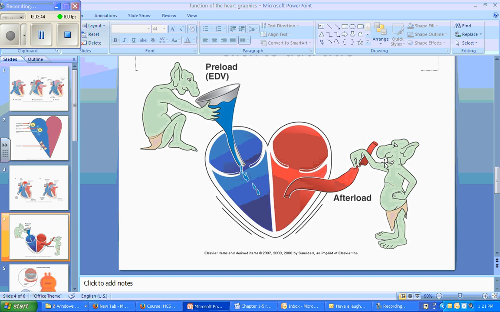So what that does is it makes the right side of the heart work harder. It increases the effort that the right side of the heart has to do. Now, remember that when we start talking about right-sided and left-sided heart failure, that's going to be important. The other side of the heart, the left side, which delivers blood out to the systemic circulation, if you can imagine, you've all heard the term, you are what you eat. Your body is exactly that.